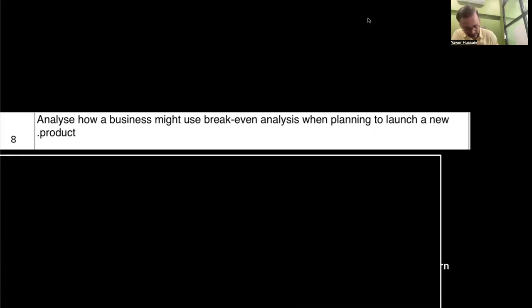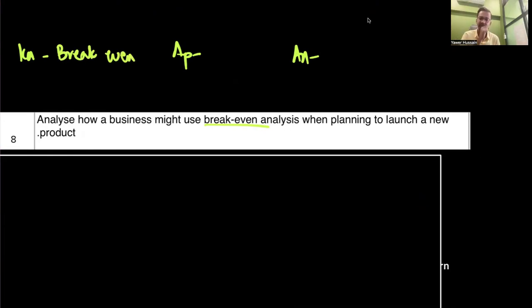Now the first thing that we always do with 8 markers is divide into knowledge, application, and analysis. Let's identify the words that give us those clues. For knowledge, I know they are asking you about break-even. So that's clearly break-even. As long as I talk about that, I get marks for knowledge. Application is a particular situation or a particular business. So here they are planning to launch a new product. So new product, as long as I'm talking about that, I will get my marks for application.